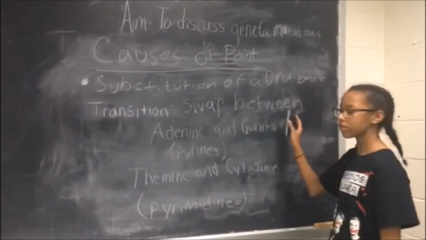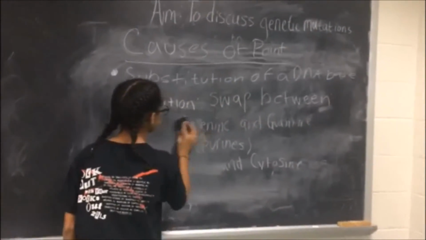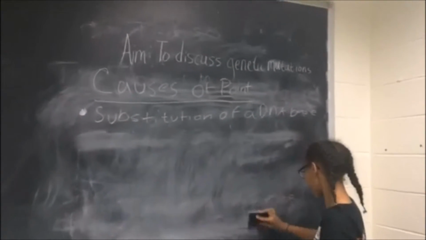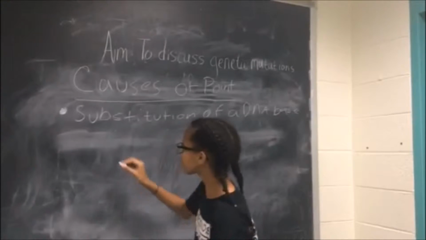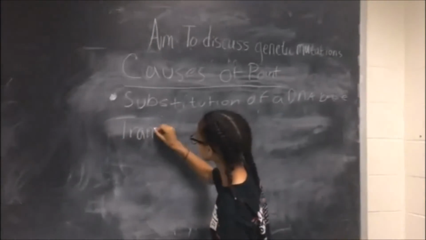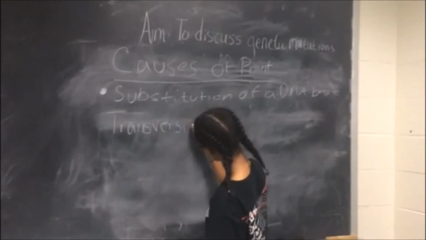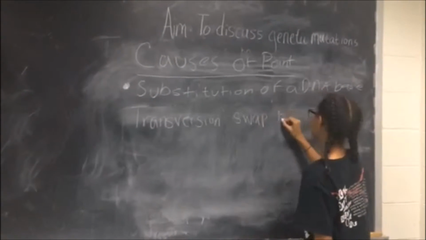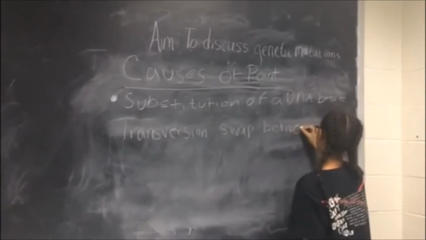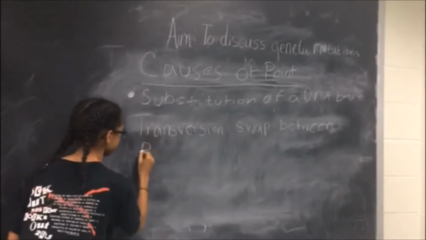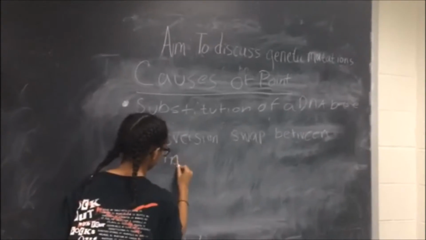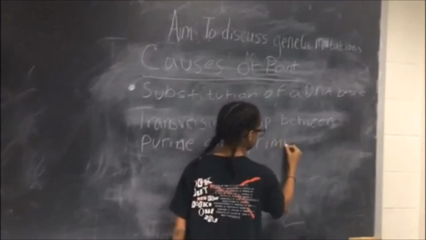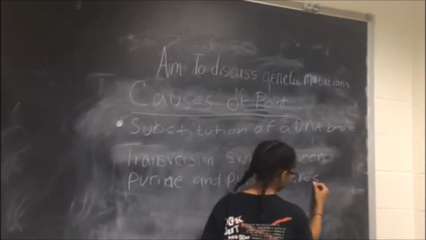Okay, kids, now that you've all taken this down, we can talk about the other cause of a point mutation. The other cause of point mutation is transversion. Transversion is a swap between one of the purines and one of the pyrimidines. Okay, kids, take that down.